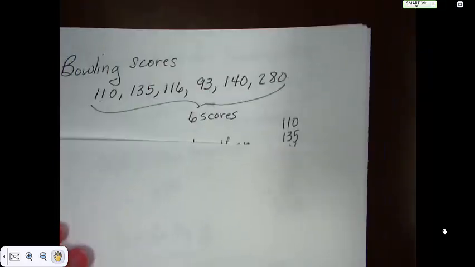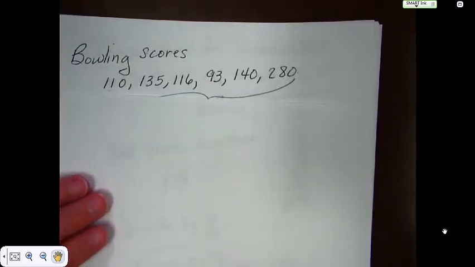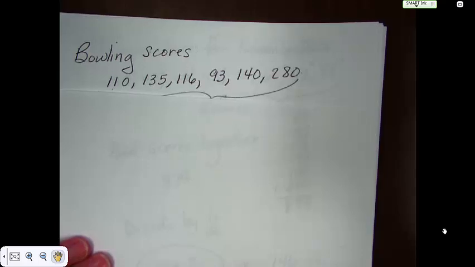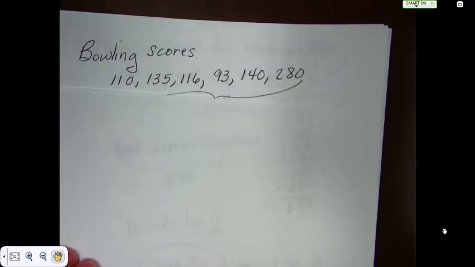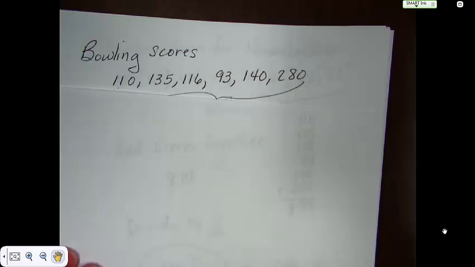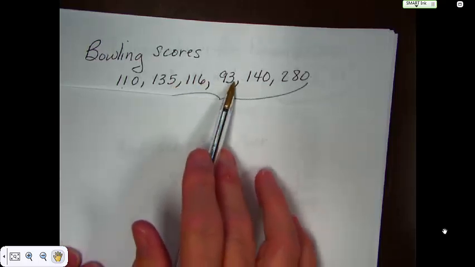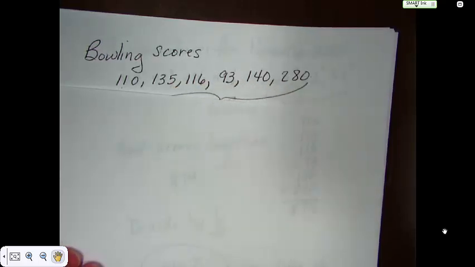Okay, now we're going to talk a little bit about another type of average. Another type of average that you often see, and your parents have maybe even talked about it, is bowling. Bowling scores. Oh, it's really gonna hurt my average, he says. Let's say these were your scores for 6 lines of bowling. So you bowled 3 in singles and 3 in doubles, and these were your scores. Okay? So 110, 135, 116, 93, 140, and 280. Now 280 is a heck of a game, and the 300 is perfect.